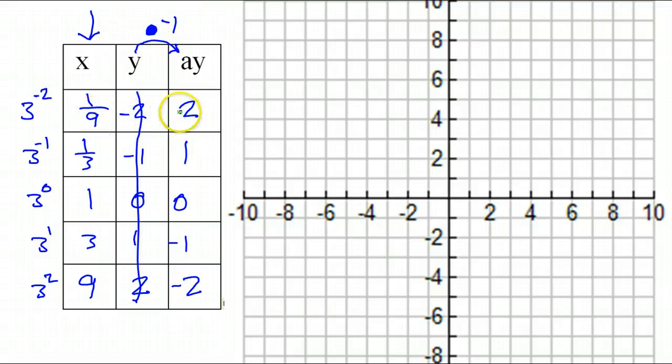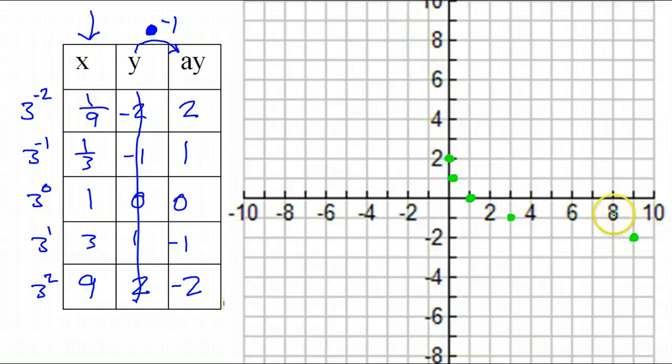So I've got 1/9, comma 2. Alright, so that's over almost nothing, and then up 2. And then 1/3, comma 1. So that's over a tiny little bit and up 1, like that. And then 1, comma 0, so over 1, up nothing. 3, -1, over 3, down 1. And 9, -2, so there's 9, -2. So those green dots show the parent function.